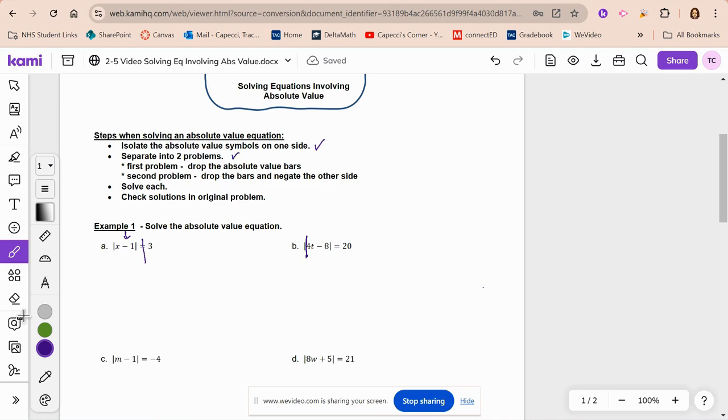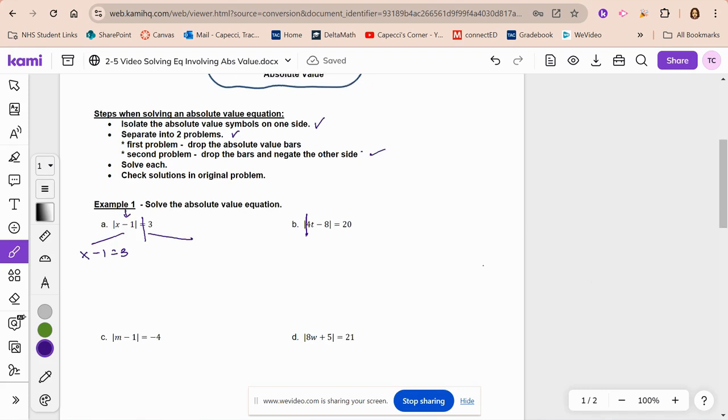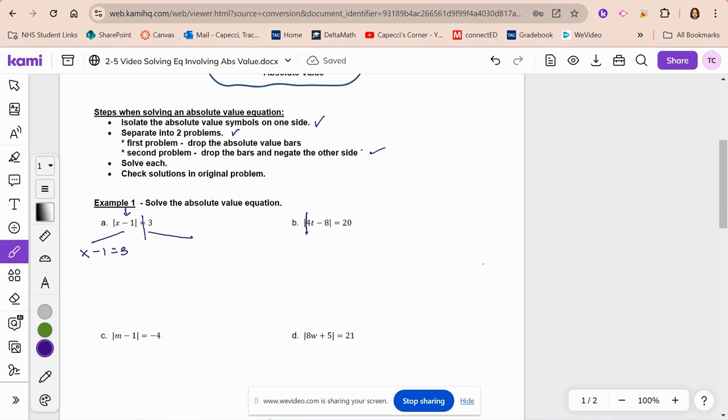Separate into two problems. So we're going to separate them. The first problem, we're going to draw the absolute value bars, so we're going to get x minus 1 is equal to 3. And the second equation, we are going to drop the bars and negate the opposite side. So I'm going to have x minus 1 inside the same, and that 3 becomes negative 3. And then I'm going to solve.